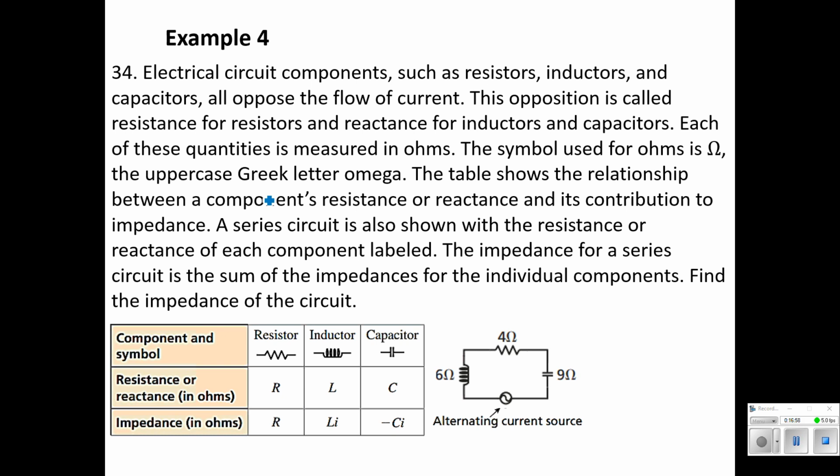The impedance for a series circuit is the sum, there's our first math word of the whole process, of the impedances for the individual components. Find the impedance of the circuit. So really, everything except for the last two sentences is irrelevant to what we're trying to do. Okay, so find the impedance of the circuit. So really, we are just looking here. And we want to take the sum of the impedances of each component of our circuit.